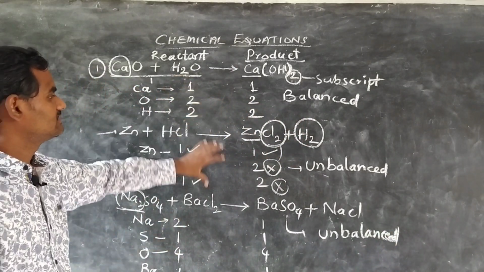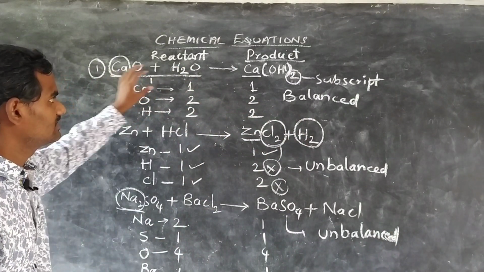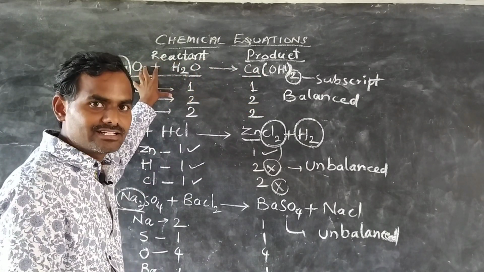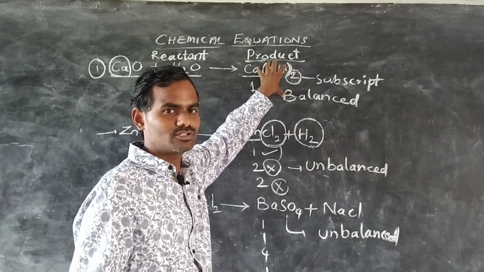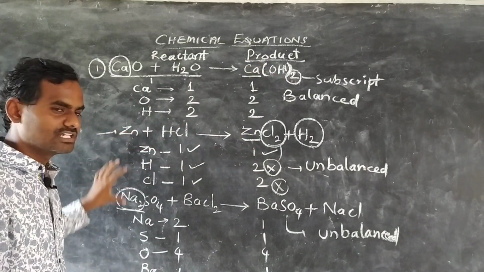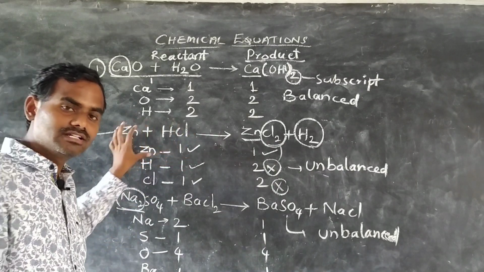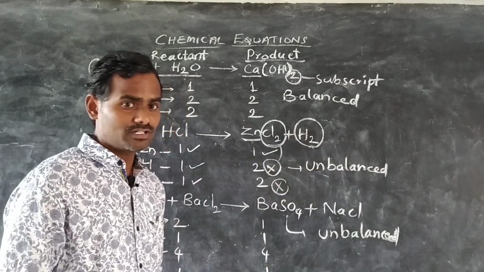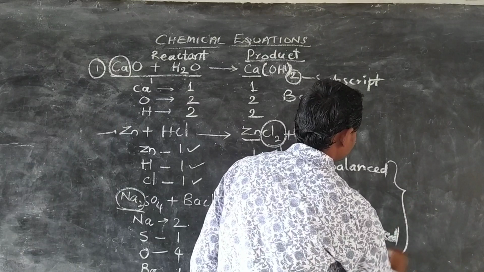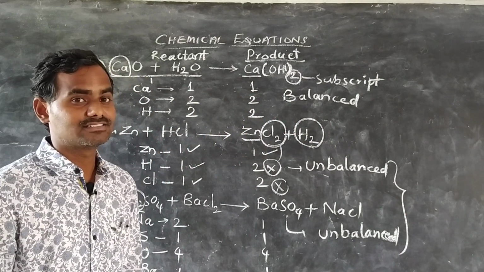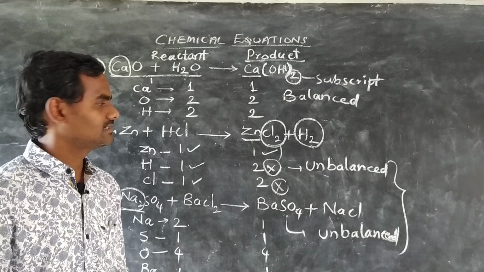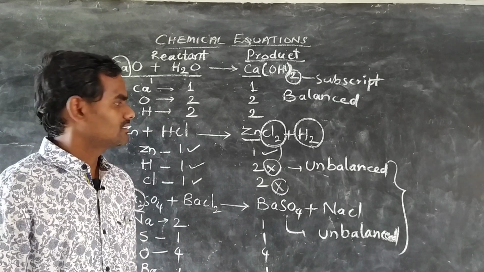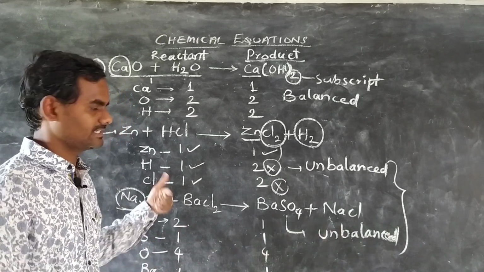Okay now. So in these three equations, the first one is a balanced equation. It means the number of atoms on the reactant side are equal to the number of atoms on the product side. In the second equation and third equation, the number of atoms on the reactant side are not equal to the number of atoms on the product side. So what we have to do is balance these equations. Balancing a chemical equation has a very important role. So how to balance a chemical equation, we will see.